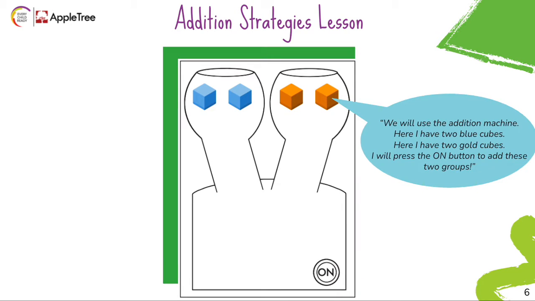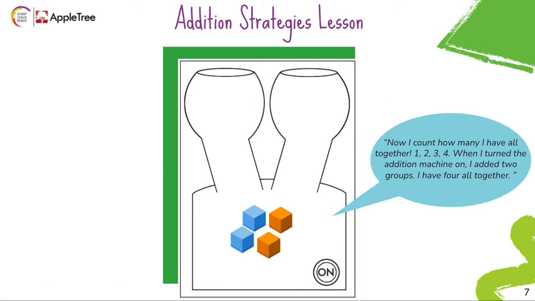Addition is joining 2 groups together and counting to see how many there are all together. In ECR, students do not perform addition with numerals such as 2 plus 2 equals 4. Instead, they use manipulatives and a part-part whole map called an addition machine to solve addition problems. So we might start off by telling the students that we will use the addition machine. Here I have 2 blue cubes and 2 gold cubes. I will press the on button to add these to 2 groups.